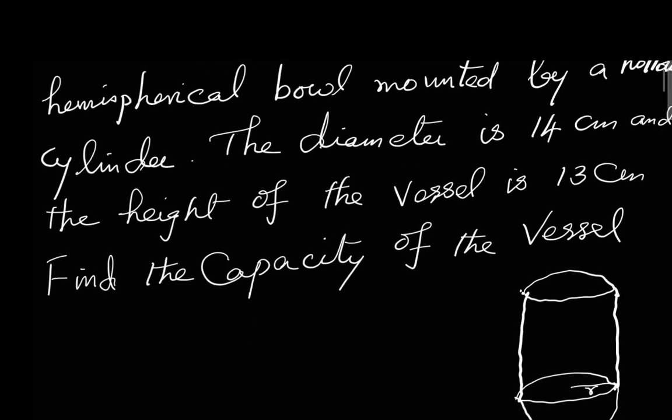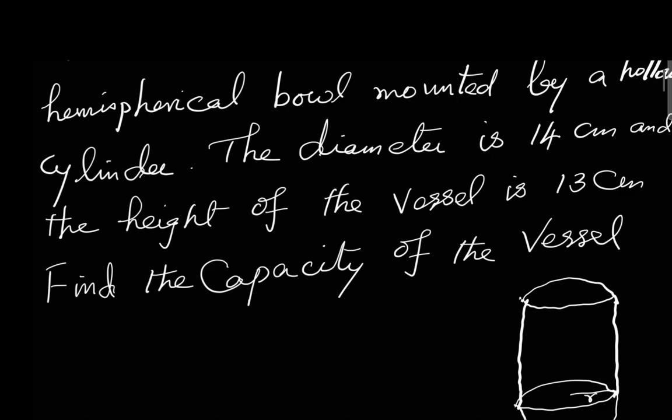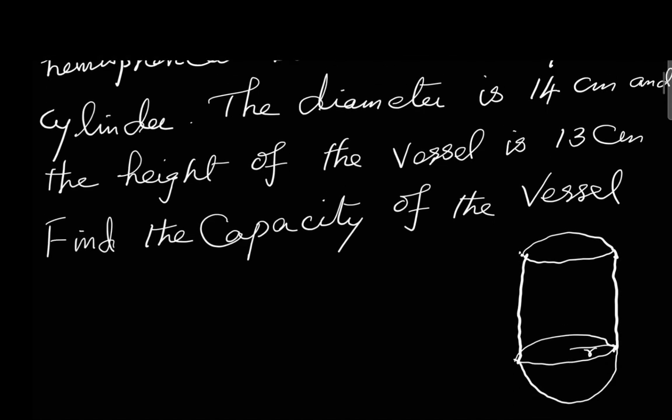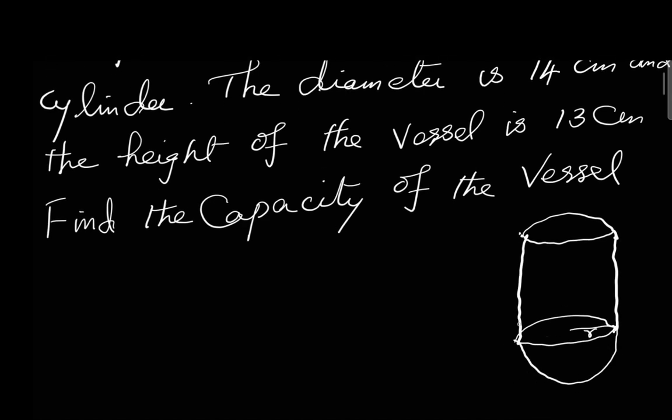The design of this vessel is, first they mention a hemispherical bowl mounted by a hollow cylinder. This hemisphere is mounted by the cylinder, so the cylinder should be on the top of the hemisphere. That is very important. So here you have two figures, one is the hemisphere and the other one is the cylinder.